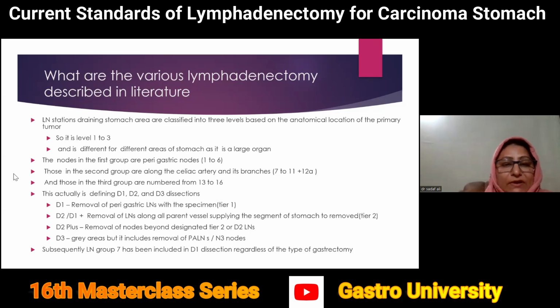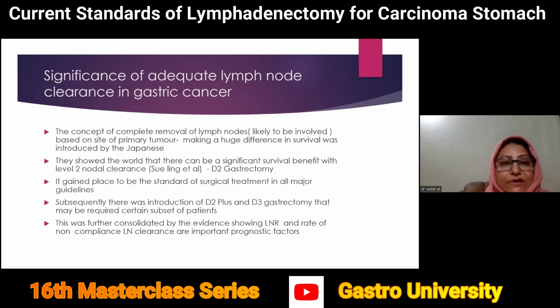So based on this, actually we define the gastrectomy into D1, which involves removal of perigastric lymph node at tier 1. D2 is D1 plus removal of the lymph nodes along all parent vessels which supply the particular area. D2 plus is removal of the node beyond, designated as tier 2 for D2. And D3 has a little gray area, but it describes lymph nodes which are in N3 nodes. In addition to all this, subsequently as a part of standards, station 7 is included in D1 dissection for all types of gastric cancer, all areas of gastric cancer.